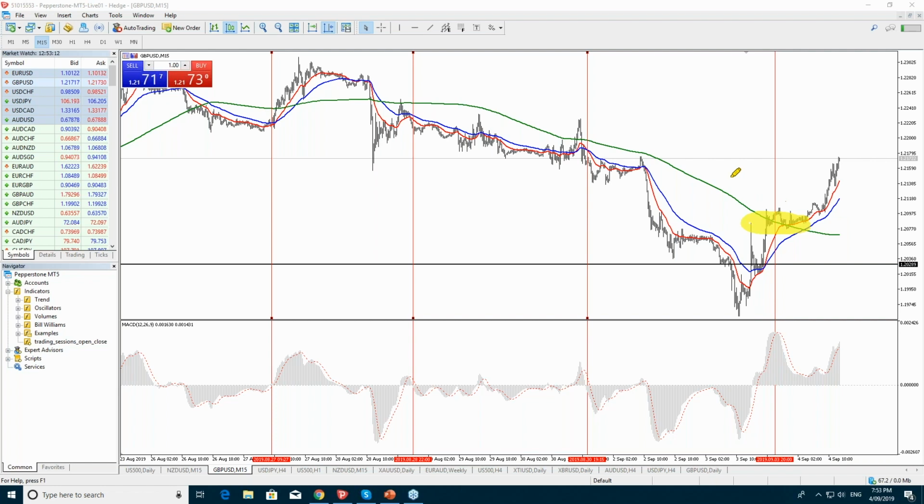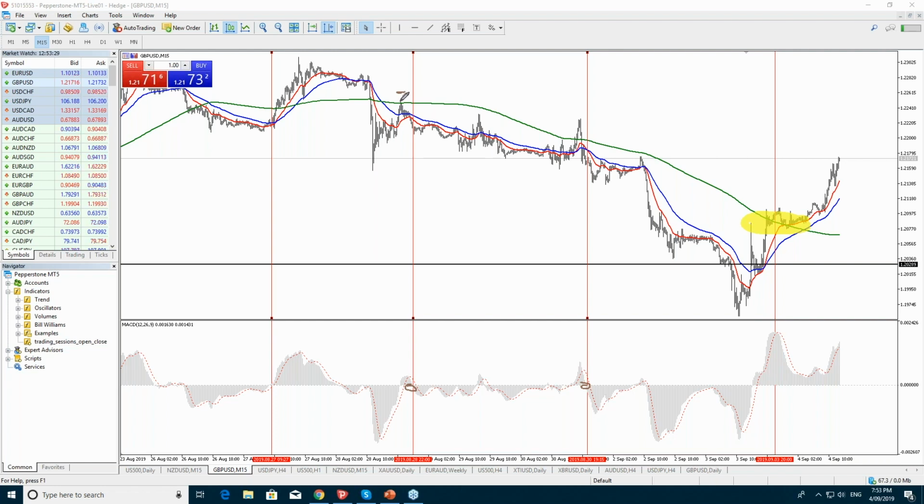A few people are asking about stop losses and take profits. The good thing about strategies such as this is that the stop losses are very simple. Let's say we get involved in the trades in these locations, just as an example. We would want to place our stop loss above this zone here.